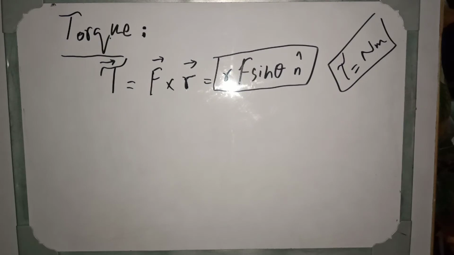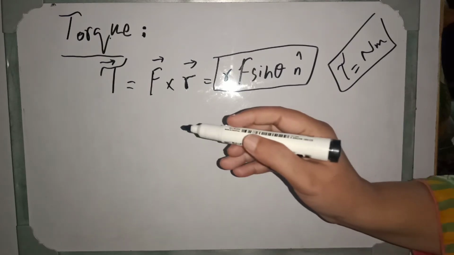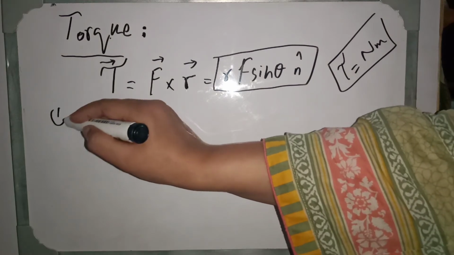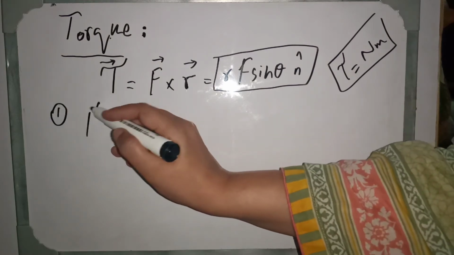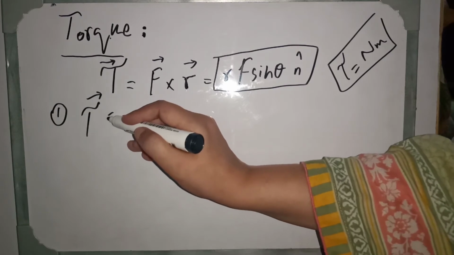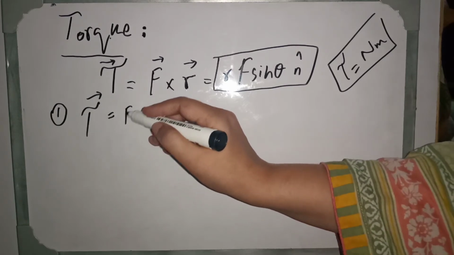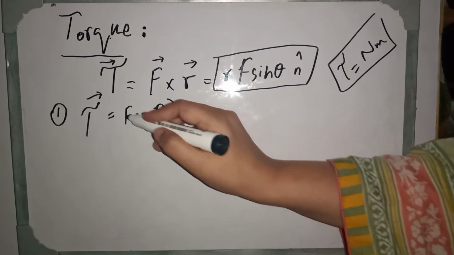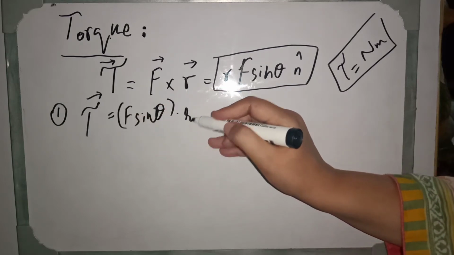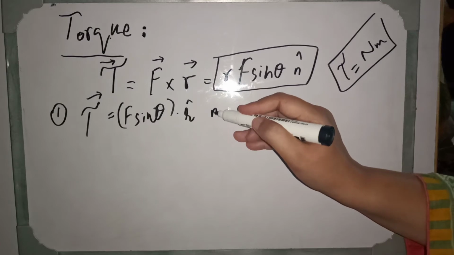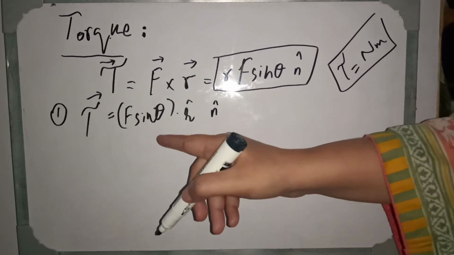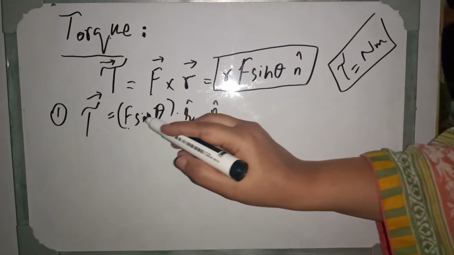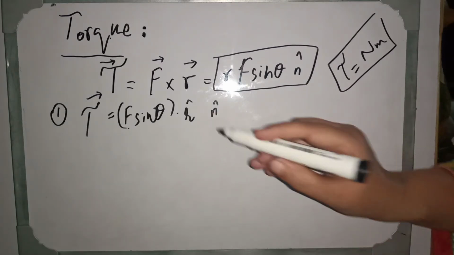Now the equation of torque can be interpreted in two ways. Number one, firstly it can be interpreted as torque is equal to F sine theta multiplied by R multiplied by a unit vector. This is the first illustration of this equation. Torque equals F sine theta into R.